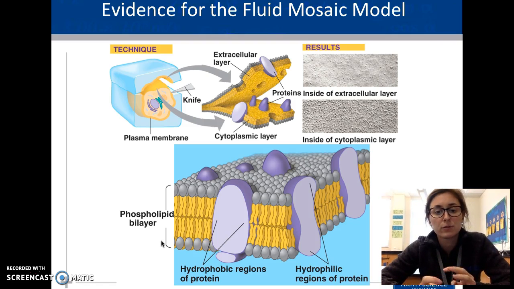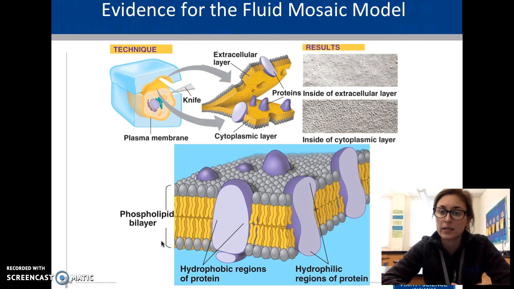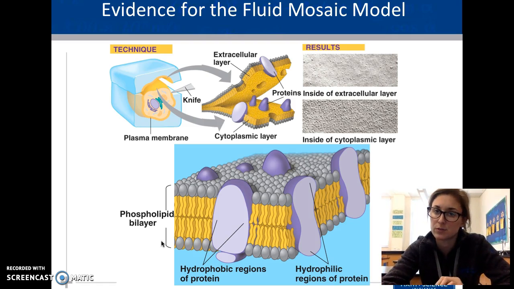Again, when we talk about the fluid mosaic model, this is basically looking at how we have our 2 layers of phospholipids, and then we've got all these different types of proteins embedded inside of it. They basically looked at a cross-section of the cytoplasm layer, so the layer closest to the inside of the cell, and they saw that it was pocketed with all these different types of proteins that were used for the things that we talked about before.